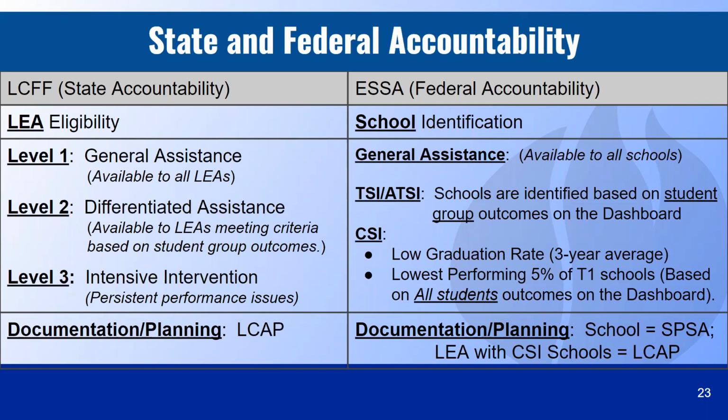LCFF includes general assistance, differentiated assistance, and intensive intervention. ESSA includes general assistance, TSI or ATSI based on student group dashboard outcomes, followed by CSI for schools with low graduation rate or schools identified as the lowest performing 5%. LCFF requires LEAs to write an LCAP, while ESSA requires schools to develop a plan, which is typically done through the SPSA. LEAs with CSI schools must respond to CSI prompts in the LCAP.